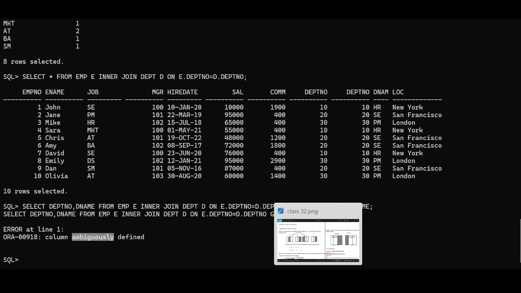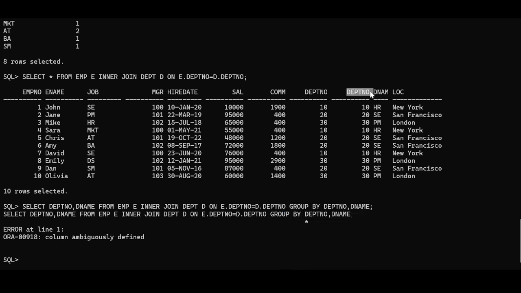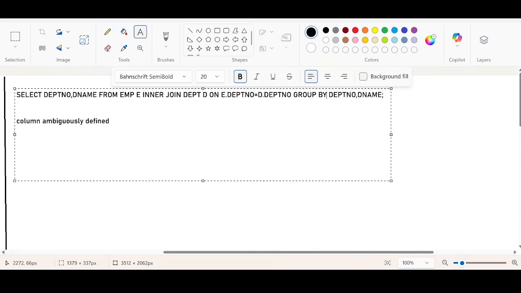Duplicate columns are available. When I say department number, which department number will it take? I am saying department number, but in our tables there are two department numbers. Which department number are you referring to? If you are using duplicate columns, you have to ensure that it is very specific. You need to find a way to make sure it is going to be very specific.